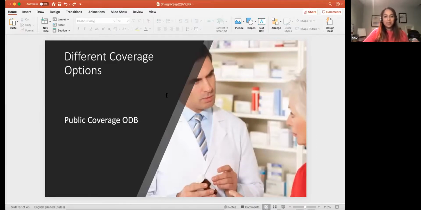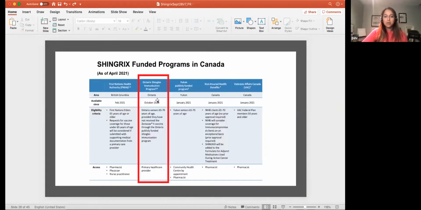One of the ones that we really see here in Ontario is obviously the ODB public coverage component. This is where most patients fall. And of course, as Ruth had mentioned, for anyone who's over 65 years of age, you want to make sure their prescriber is aware and you go through that route and make sure that they have coverage. But there's also NIHB for patients where they're able to get coverage from pharmacists as well. So those patients, again, fall between that 65 to 70 year age. And there's Veterans Affairs Canada. For those individuals, it's anyone who's 50 years or over that would have public coverage in that realm.